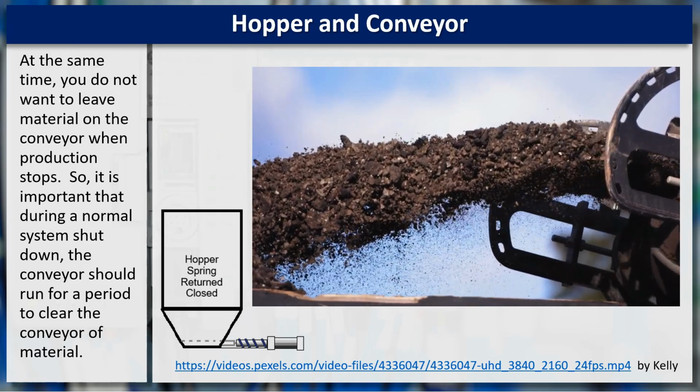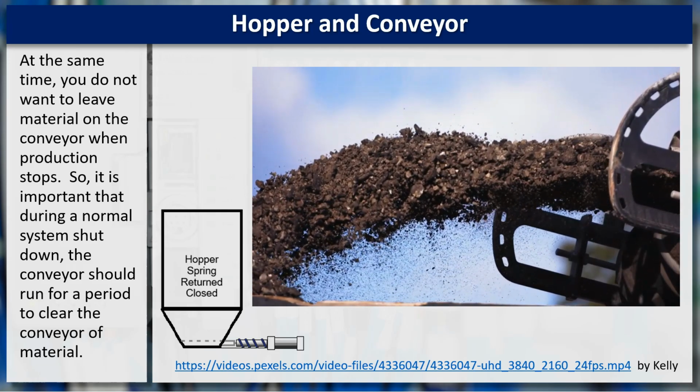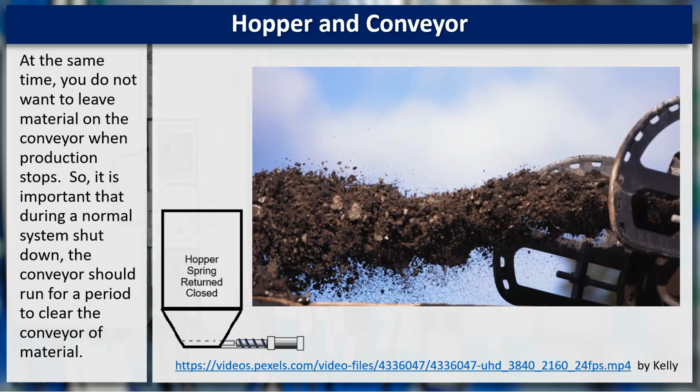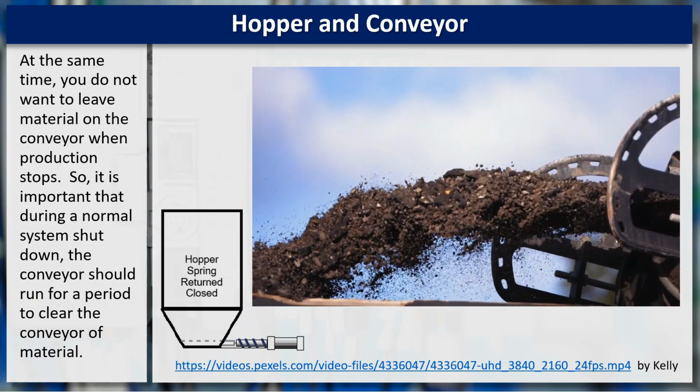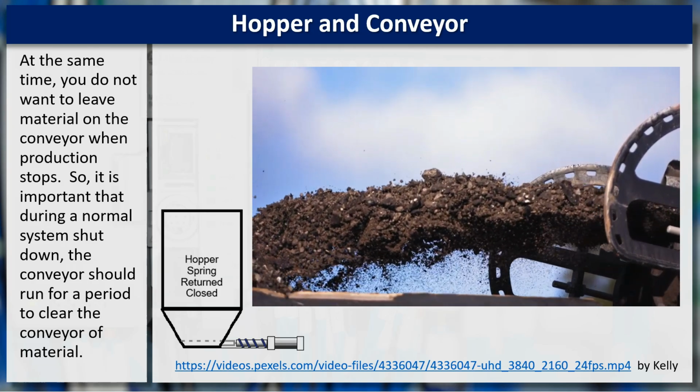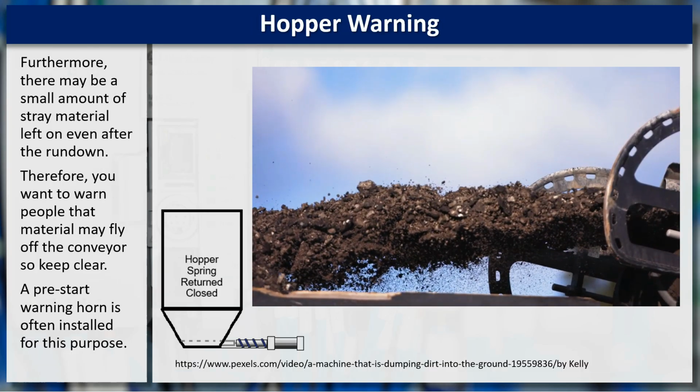At the same time, you do not want to leave material on the conveyor when production stops. So it's important that during a normal operation shutdown, the conveyor should run for a period to clear the conveyor of material. There may be a small amount of stray material left on even after the rundown. Therefore, you want to warn people that material may fly off the conveyor, so keep clear. A pre-start warning horn is often installed for this purpose.